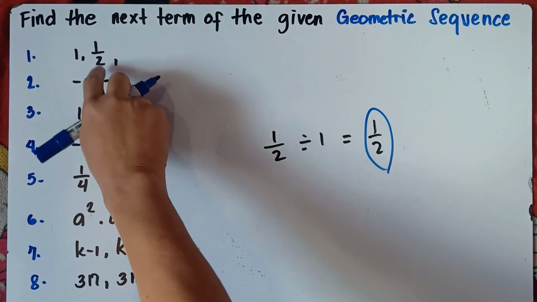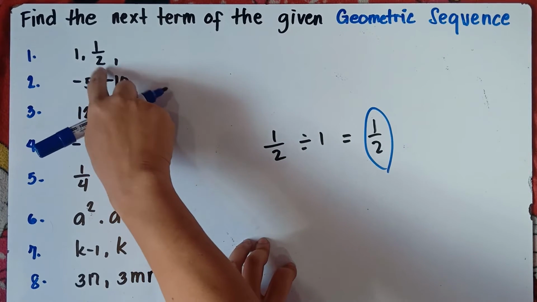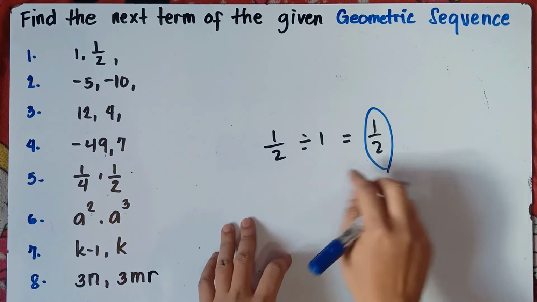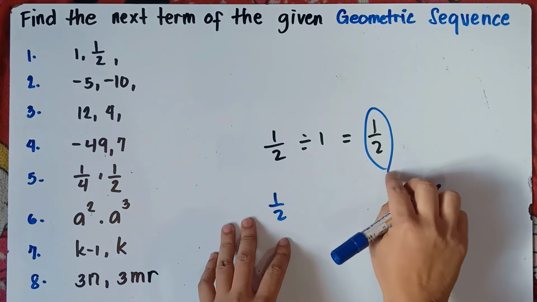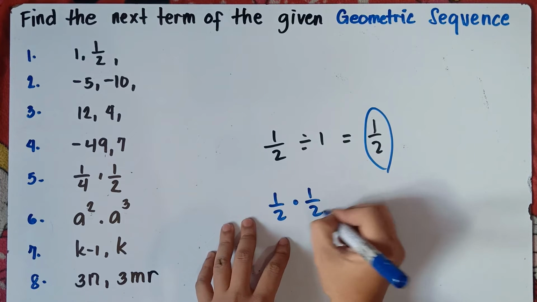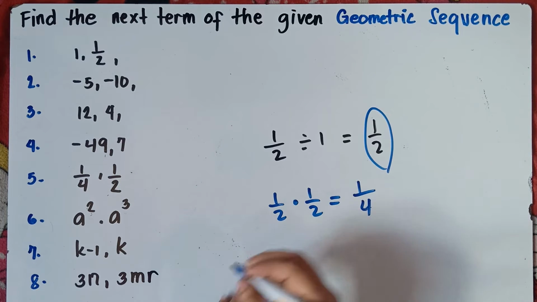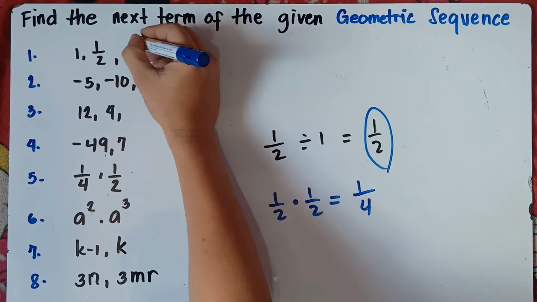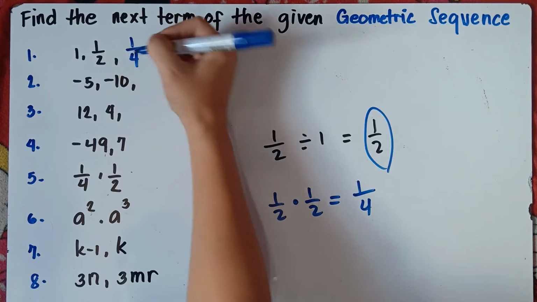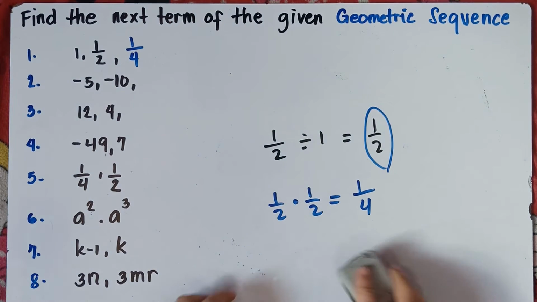Now to get the next number after 1/2, you multiply this 1/2 by the common ratio, which is 1/2. So 1/2 times 1/2 would be 1 times 1 is 1, 2 times 2 is 4. So the next number will be 1/4. Alright, so that's it, class. The answer for number 1, easy, right?